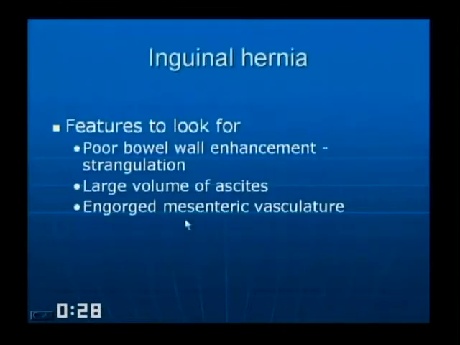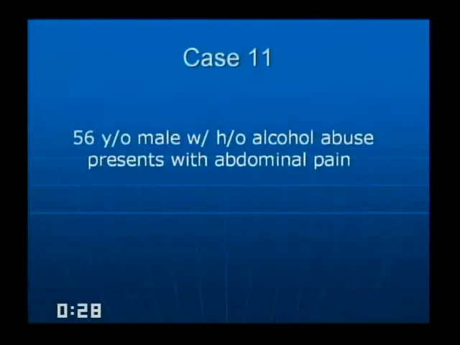With an inguinal hernia, certainly look for poor bowel wall enhancement, signs of strangulation, ascites, engorged mesenteric vessels. While these are certainly common, obviously it would be much more important in patients who present with acute symptoms for you to diagnose the fact that there might be some ischemic or even gangrenous changes associated with a hernia of any type. This is inguinal, but obviously there's a whole host of hernias in the abdominal wall.